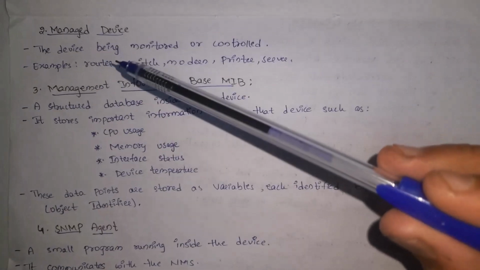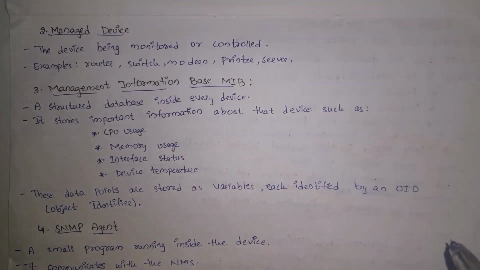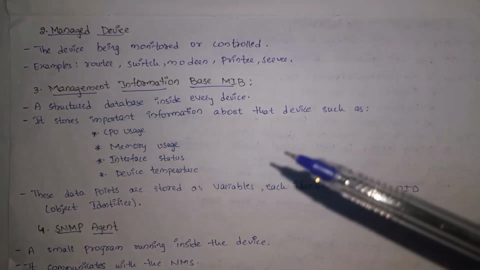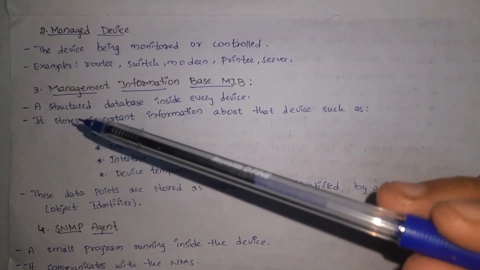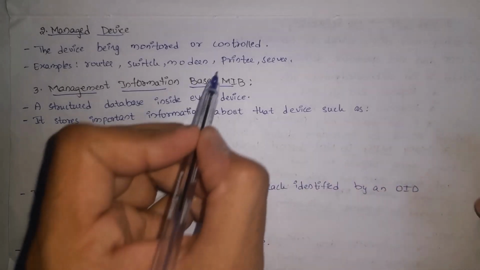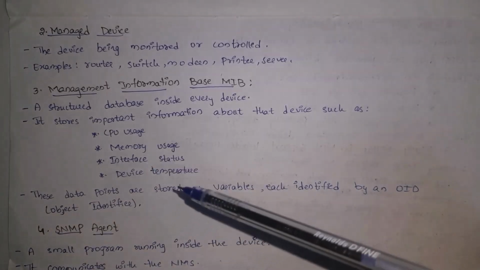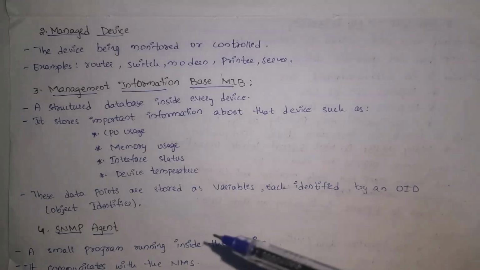And the second one is managed devices. Guys, whatever device we are monitoring by using the network management station, we call that device a managed device. It can be a router, switch, modem, printer, server, etc. And the third one is management information base. Shortly we call it MIB. Guys, in each and every device, there is a database. We call the database the management information base. This management information base will store important information about devices like CPU usage, memory usage, interface status, device temperature, etc.